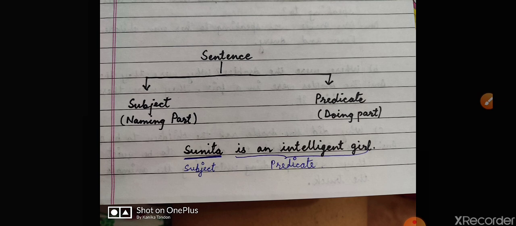And what are we saying about the sun? That it rises in the east and sets in the west. That acts as the predicate. So in a sentence, whatever the topic is, or whatever the naming part is, the topic about which we are talking is the subject, and whatever we're saying about that subject is called the predicate.